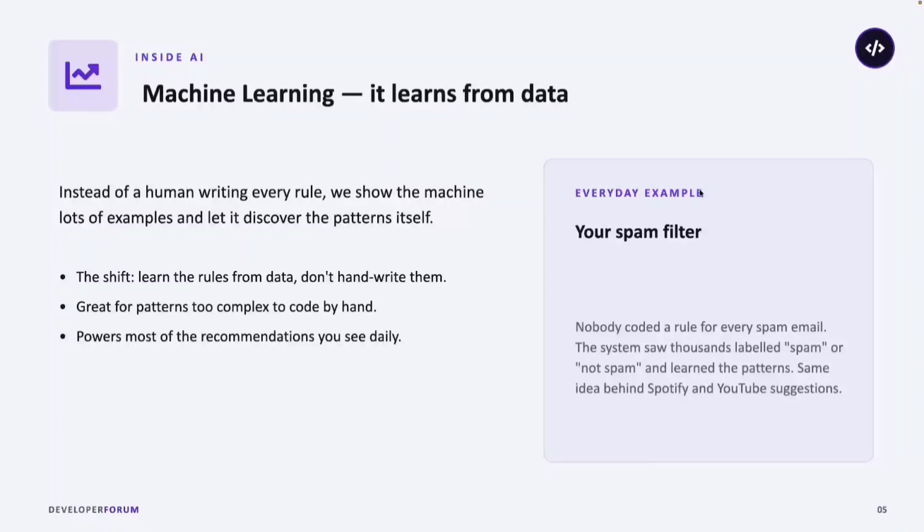You see this everywhere. When Spotify suggests a song, when YouTube recommends your next video, when your banking app flags a strange transaction, that's machine learning, not magic. It learned from the patterns in data instead of following rules someone typed out. So the difference to hold on to is: classic AI follows rules a human wrote. Machine learning discovers the rules itself from the data. That's why it is great for patterns which are too complex to code by hand.